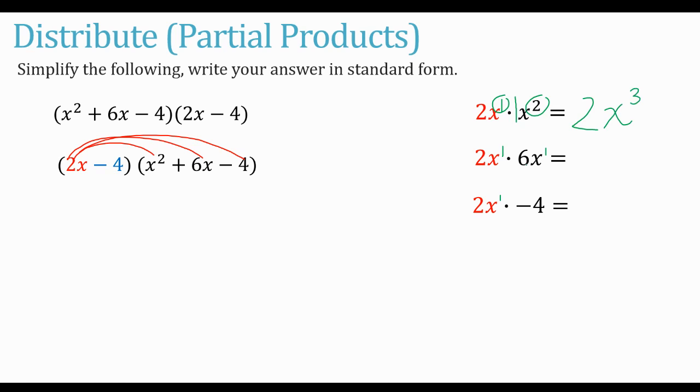Same thing, multiply the coefficients, the numbers in front of the letters. 2 times 6 is 12. Add your exponents. 1 plus 1 is 2. Multiply your coefficients. Here we don't have a variable, so you're just multiplying the bigger numbers. 2 times negative 4 is negative 8. And this negative 4 doesn't have a variable, so we're just going to bring that x over.